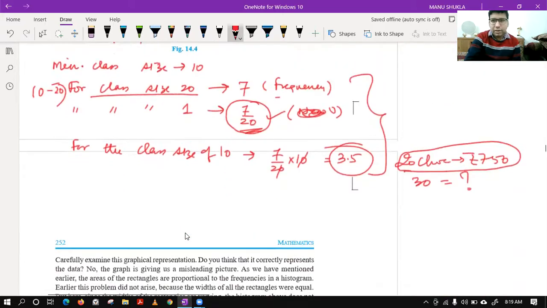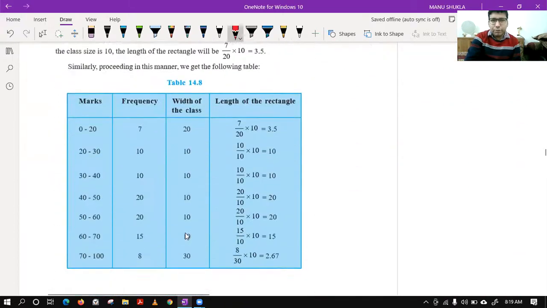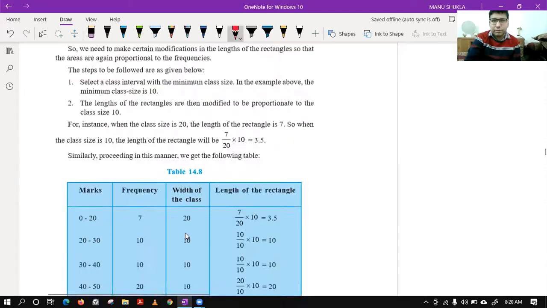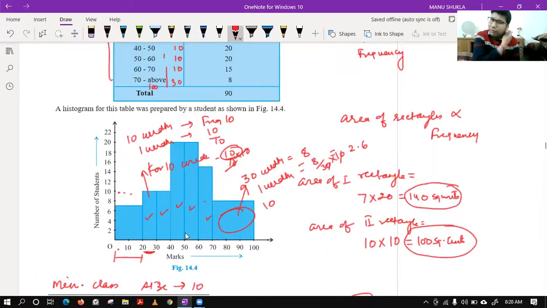So let us see the table that they have formed. So this way you have to go. That was the concept. No need to write like that. So frequency is the length. Yes, frequency is the height of these bars. We are working on heights of the bar.